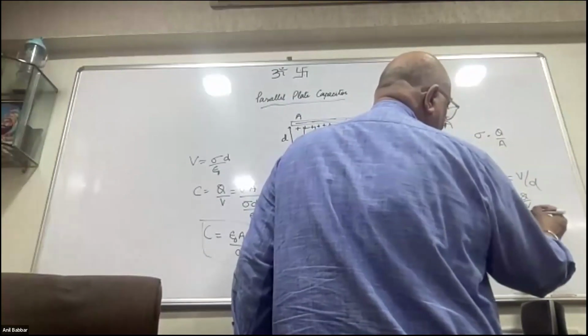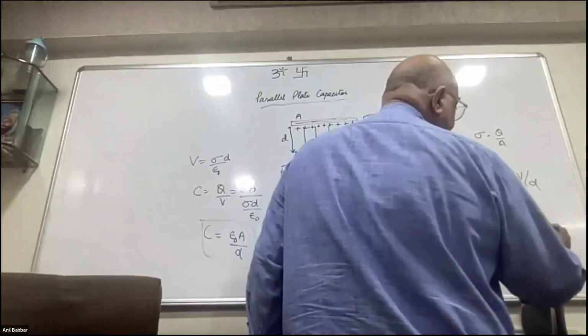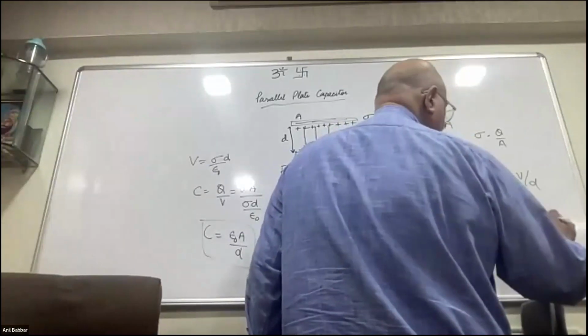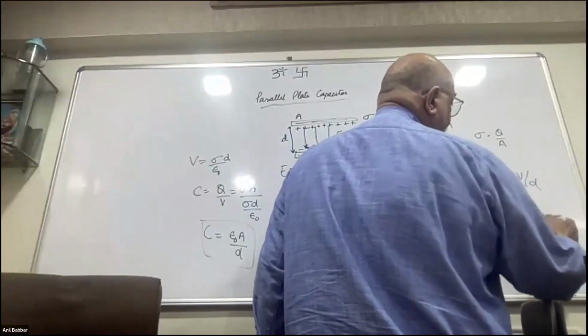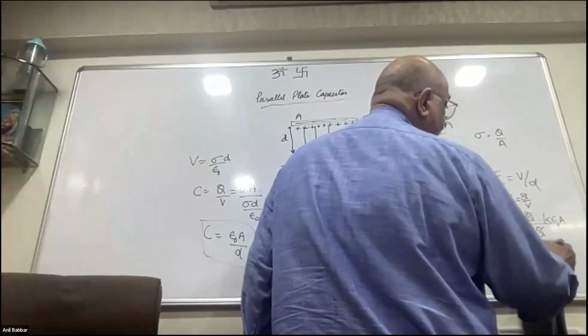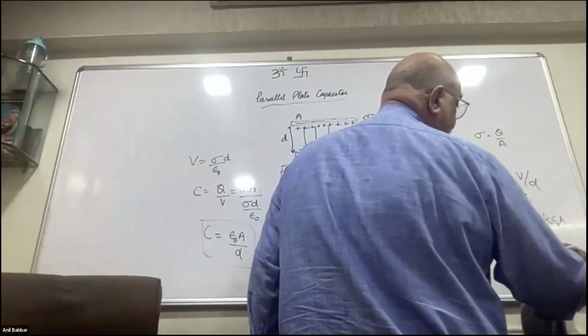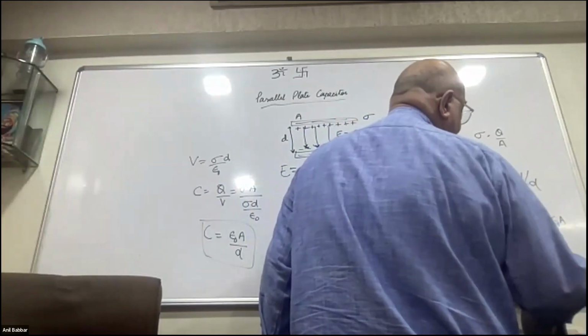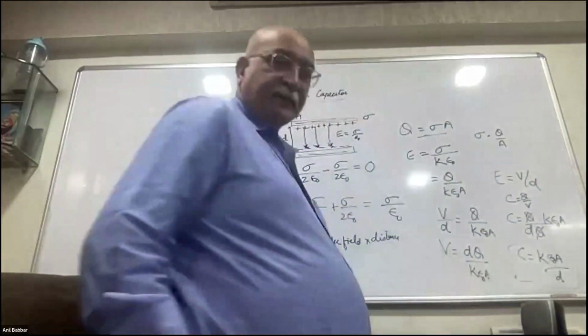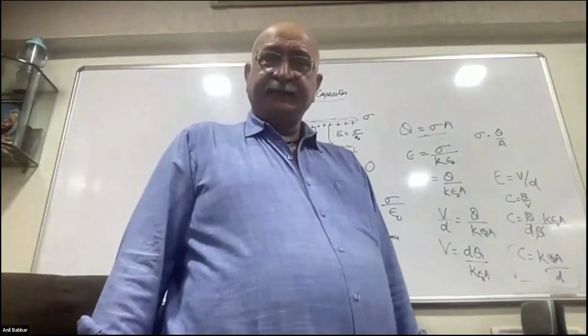So C equals Q upon D Q, this will move up, upon K epsilon naught A, Q goes with this. So we have C equal to K, which is the dielectric constant of the medium, epsilon naught, permittivity of free space, A upon D. Right? This much farad is the capacitance for any material when placed between the two parallel plates of the capacitor. Right?